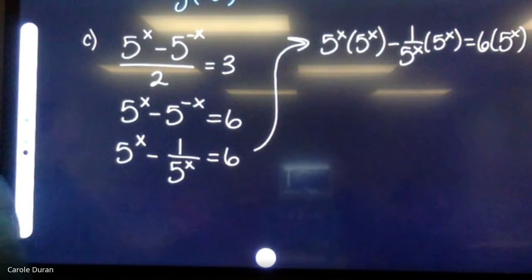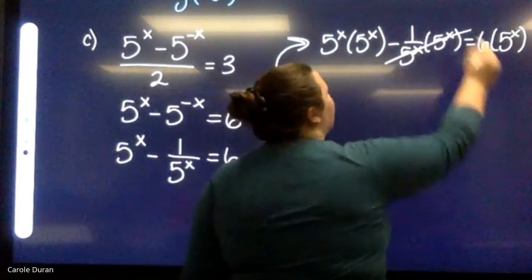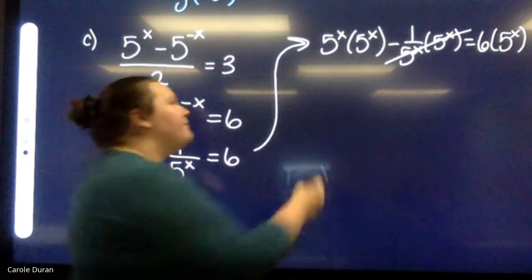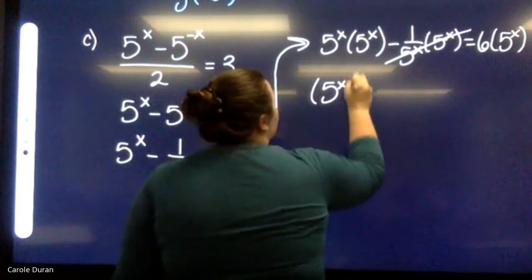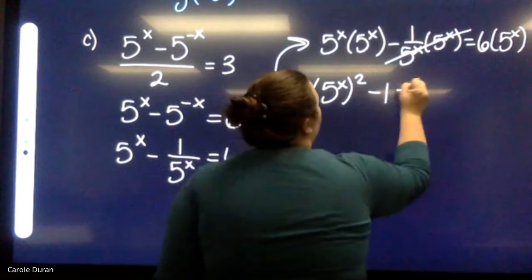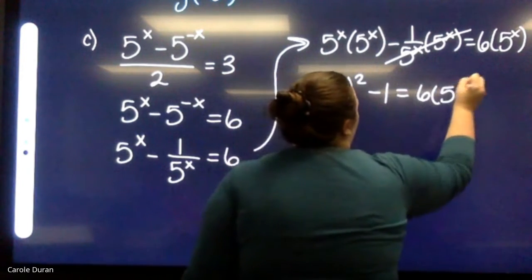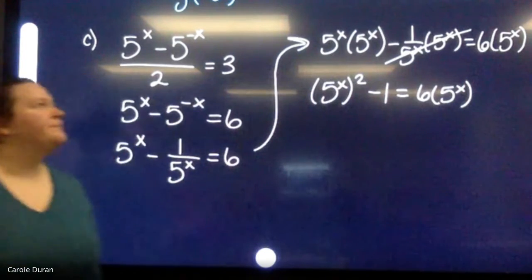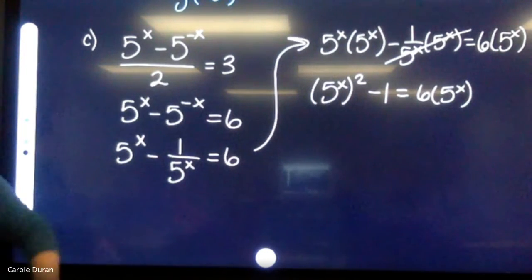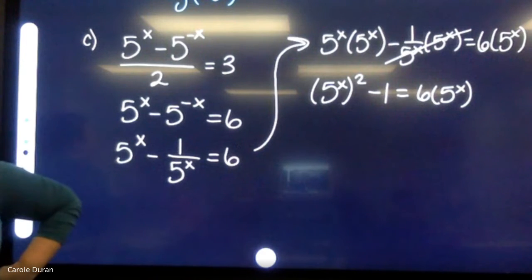By doing this, the fraction cancels out, and I'm left with 5 to the x squared minus 1 equals 6 times 5 to the x. Why is it not 25 x? What do you think? It doesn't want to be. I'm not saying that it's not. I'm telling you that we don't want it to be that way right now, because I'm going to show you something. Oh, it's gonna be cool. Say that again, honey. What were you thinking?